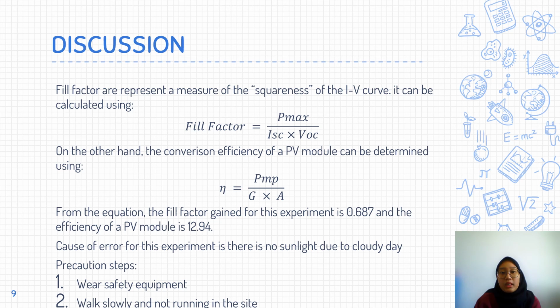Precaution steps are taken as we cannot run and have to walk slowly while at the site as we might trip and fall. We also need to wear safety equipment such as gloves to avoid electrical shock and a hard hat to protect our head from directly hitting the PV modules.